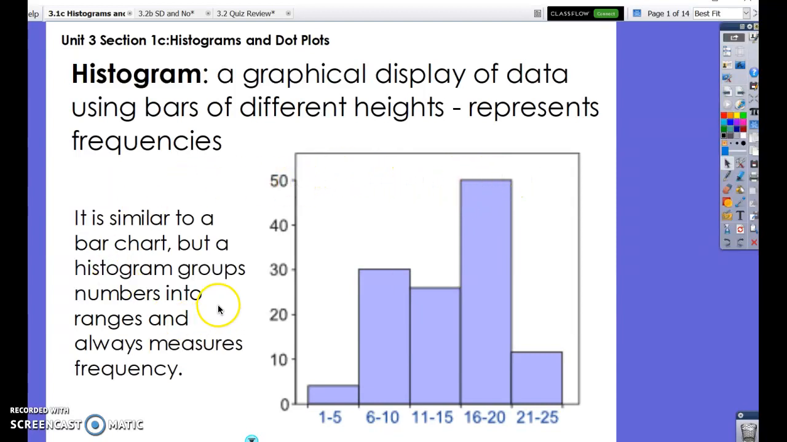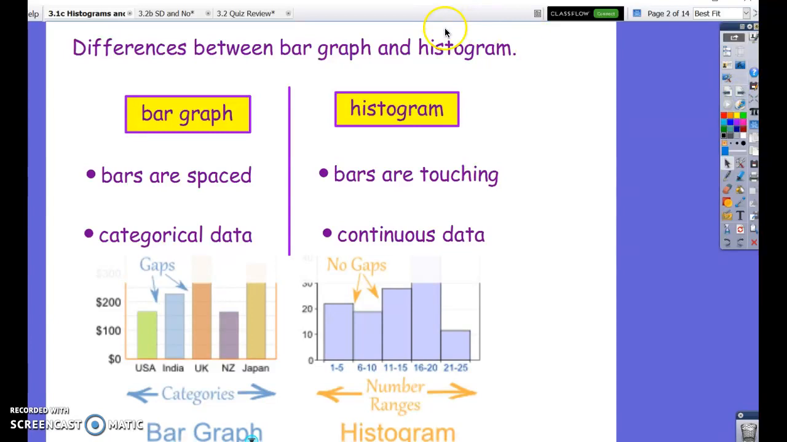It's really similar to a bar chart, but we're going to use these ranges, so 1 to 5, 6 to 10. When 10 leaves off, it picks up from 11 to 15. And it's always going to be talking about that frequency, how often something is happening. Bar graphs and histograms: visually, bar graphs have gaps. Whenever you draw a histogram, remember there are no gaps. Your bars should be right next to each other. Again, that's because as soon as one range leaves off, the next range is going to pick up.